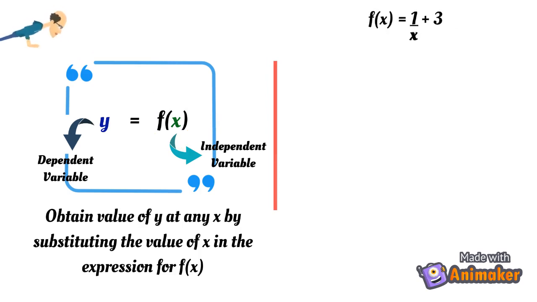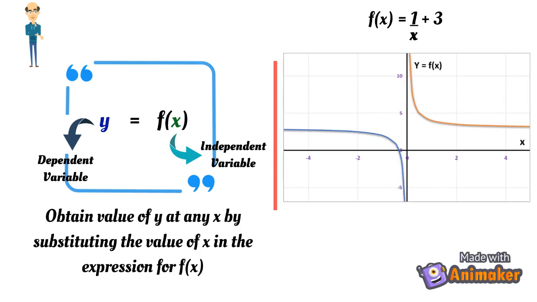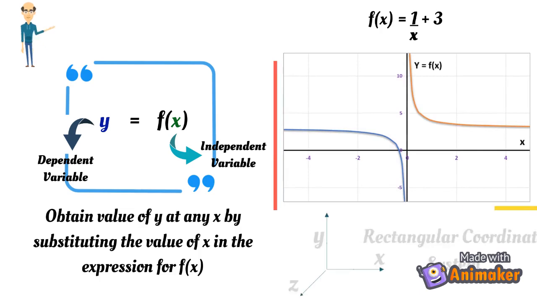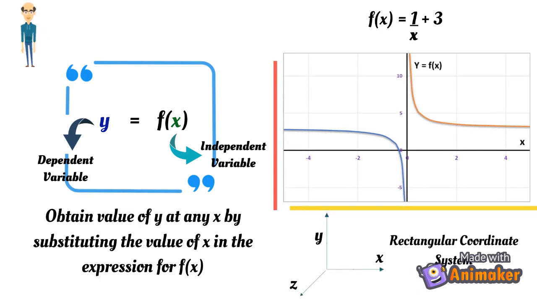Suppose we have f of x equal to 1 by x plus 3. We can show y and x graphically by plotting y versus x on the rectangular coordinate axis. Now, just a side note, the rectangular coordinate axis mean the x, y and z axis that we so often talk about, where each axis, that is x or y or z, is perpendicular to the other two.